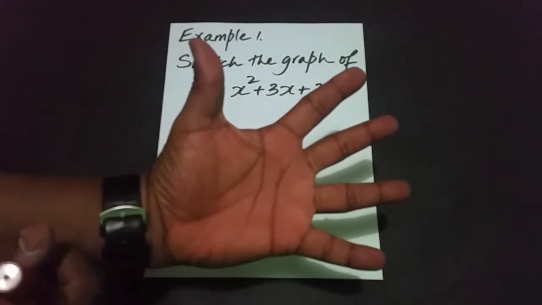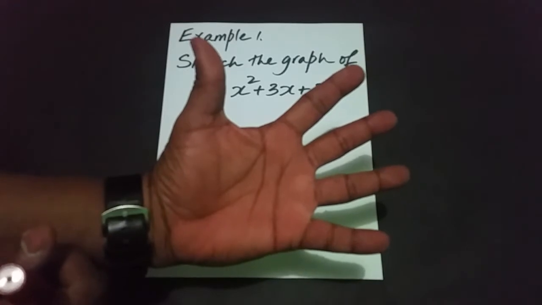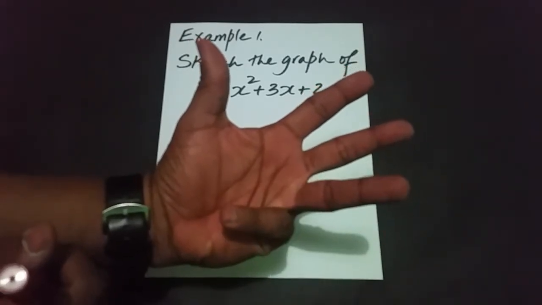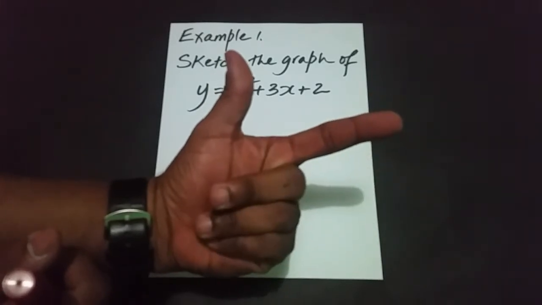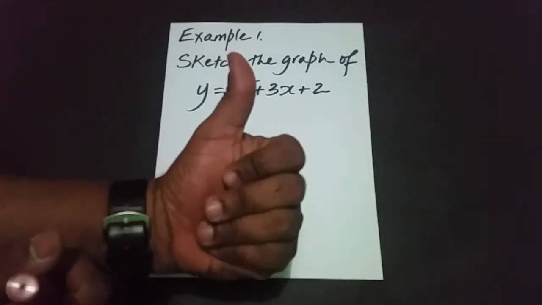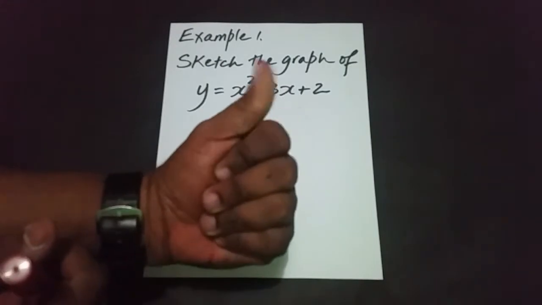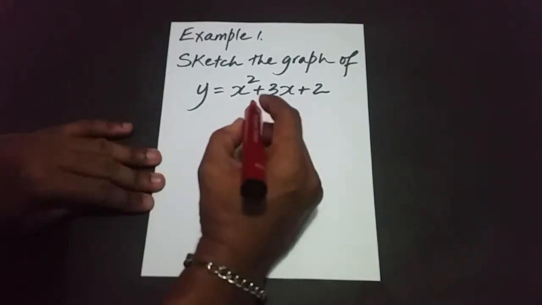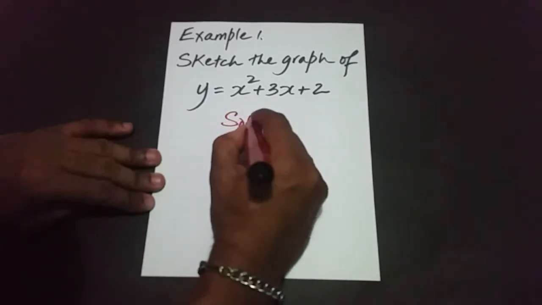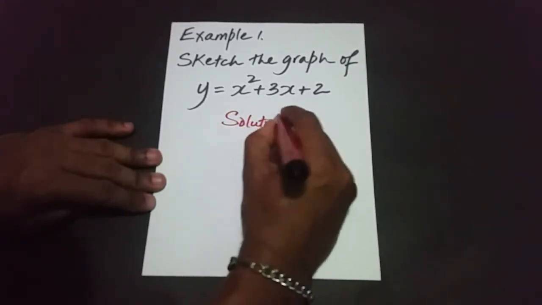Again, we need to know whether the curve is going to be a smile or a frown. We need to know the roots. We need to know the maximum point. We need to know the equation of the line of symmetry, and we need to know where the curve cuts the y-axis. So let's go ahead and solve this question. So let's take a look at the solution here.